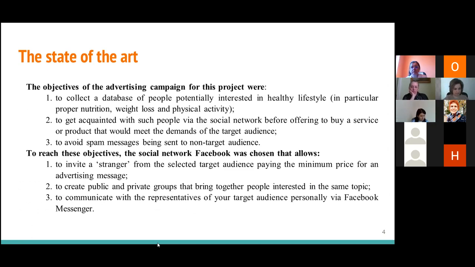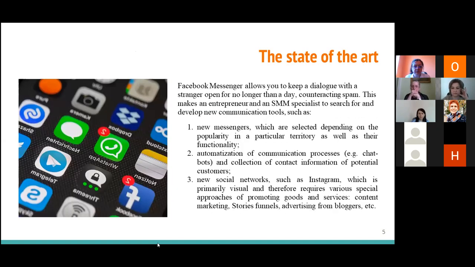And you can see the objectives of the advertising campaign for this project on the slide. We should point out that all the stated objectives could be effectively reached up to 2019, and they still can be reached by social media tools of the Facebook platform. However, we have to note that Facebook is carrying out a serious reorganization of its platform, which affects the rules of working with advertising and Facebook Manager, thus influencing the efficiency of communication with the selected target audience.